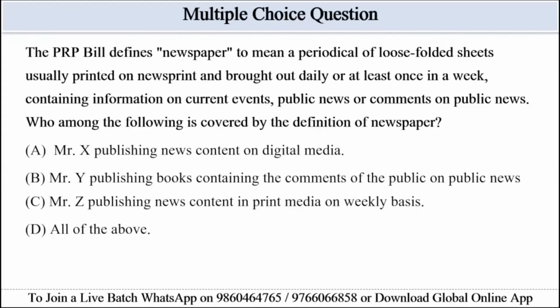So we have a question here. The PRP bill defines newspaper to mean a periodical of loose folded sheets, usually printed on newsprint and brought out daily or at least once in a week, containing information on current events, public news, or comments on public news. Who among the following is covered by the definition of a newspaper? So students, the question is asking which option fits the statutory definition of a newspaper in the PRP bill: loose folded sheets, printed on newsprint, brought out daily or at least weekly, carrying current events, public news, or comments.